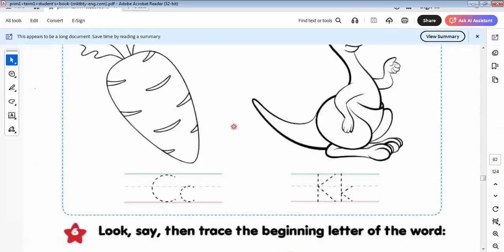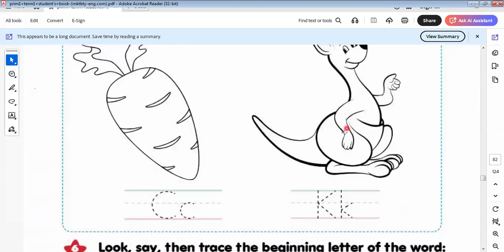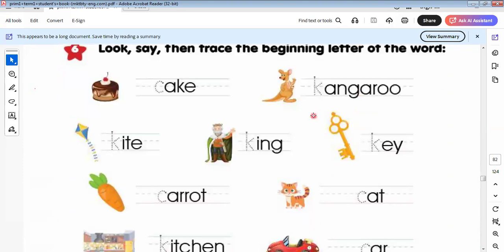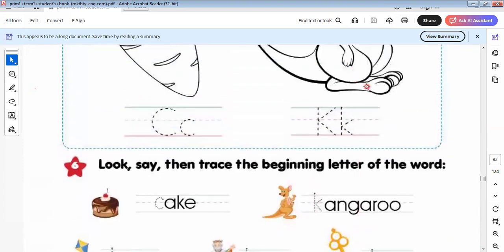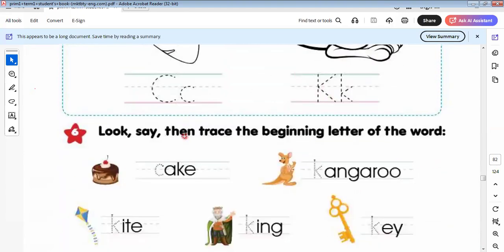Here we say, color these things. Here, color the carrot yellow and color the kangaroo. I think we know how to color it, I think brown. Okay, here is capital K and small k. We can trace the letter and color it by yourself.